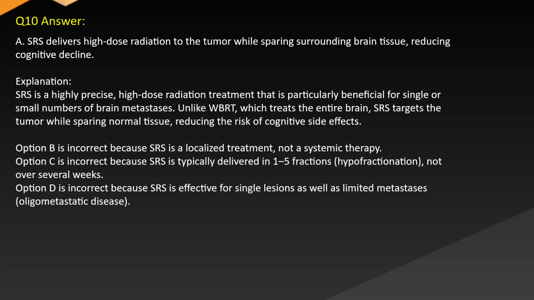Option B is incorrect because SRS is a localized treatment, not a systemic therapy. Option C is incorrect because SRS is typically delivered in 1 to 5 fractions, hypofractionation, not over several weeks. Option D is incorrect because SRS is effective for single lesions as well as limited metastasis, or oligometastatic disease.